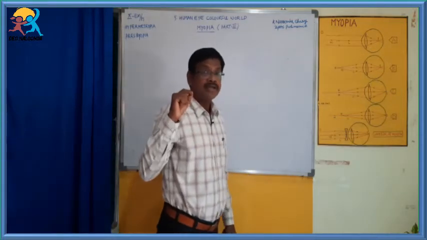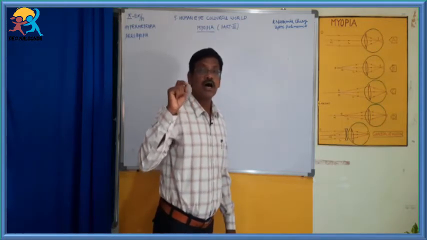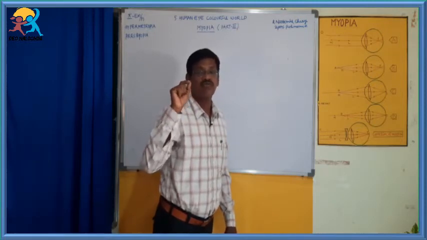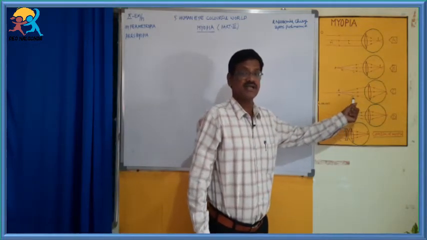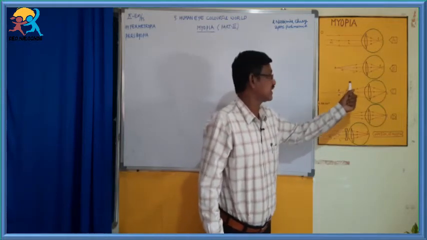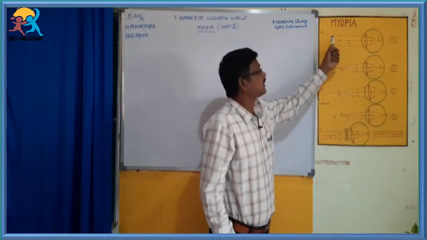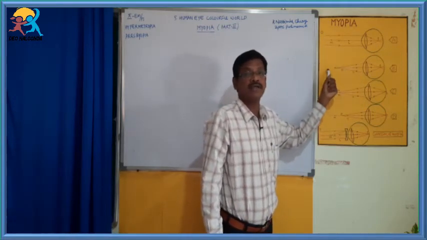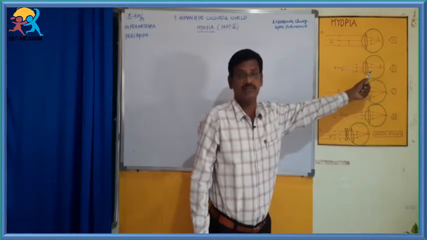So the point of maximum distance at which the object can be seen is known as the far point. So from the least distance of distinct vision up to the far point, the person can see an object clearly. Whereas if the object is at infinite distance or beyond the far point, the object cannot be seen by the person suffering from myopia.